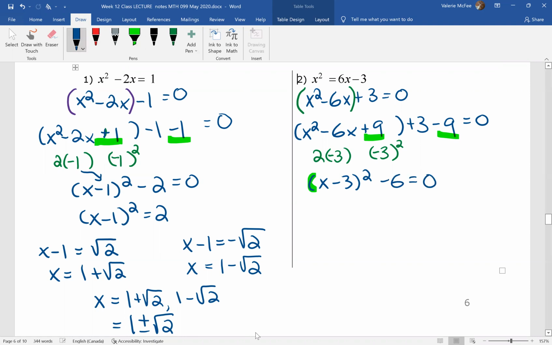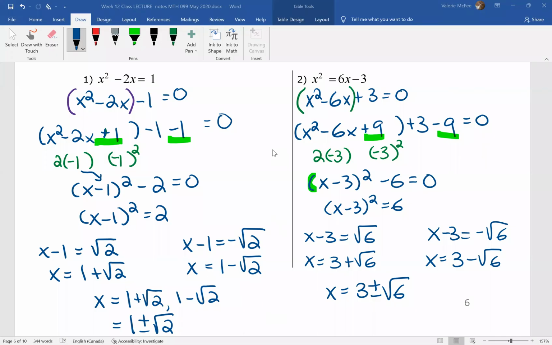And of course, you had to finish this up using the square root property. When we take the square root, we find that we have x minus 3 equals the positive root of 6, and x minus 3 equals the negative root of 6. Adding 3 to both sides, we have 2 solutions. X equals 3 plus or minus the square root of 6.